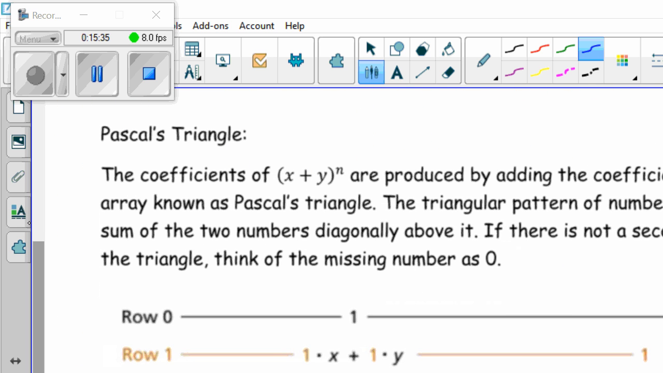Next, we're going to talk about what's called Pascal's triangle. Here it tells me that the coefficients of x plus y quantity to the n power are produced by adding the coefficients of x plus y to the n minus 1 power, producing an array known as Pascal's triangle. The triangular pattern of numbers is where each number is the sum of the two numbers diagonally above it. If there's not a second number diagonally above it in the triangle, think of the missing number as a 0.